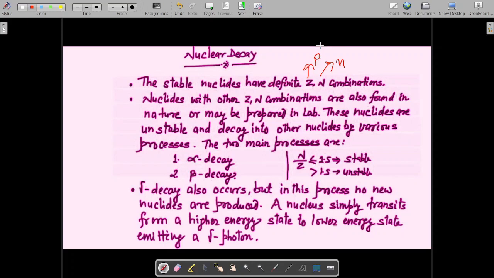Those which are stable nuclides have definite Z and N combinations. They have a definite number of protons and a definite number of neutrons in their nuclear shells. So some of the combinations of Z and N are stable, and some of the combinations of Z and N are unstable. That depends on the nuclear configuration.